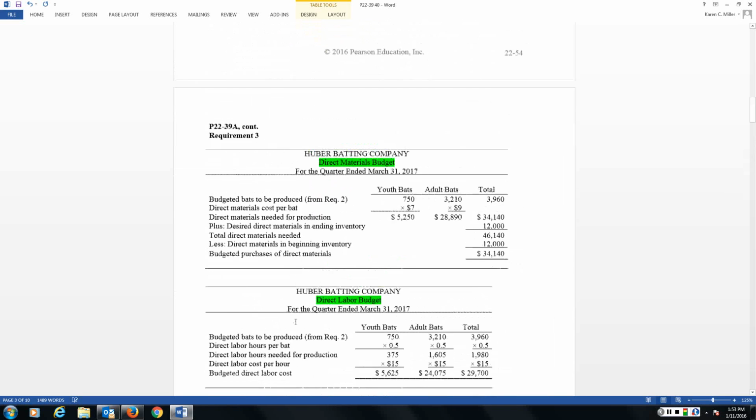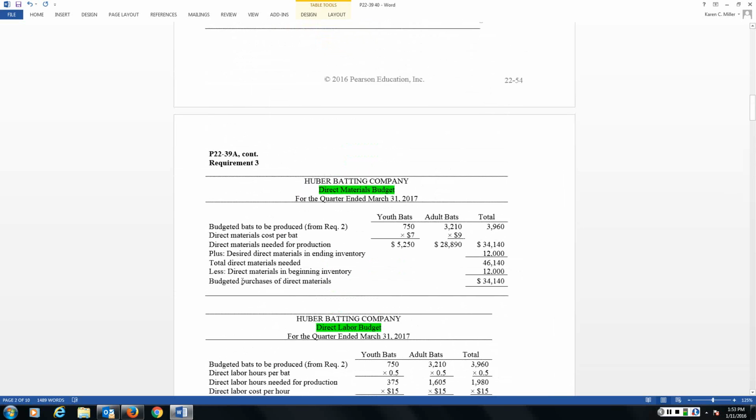Let's go back up and take a look at this. The book gives us the information. It tells us that the direct materials per bat are $7 and $9 for the youth and adult bats respectively. So we can calculate the dollar amount of materials that we need for production.